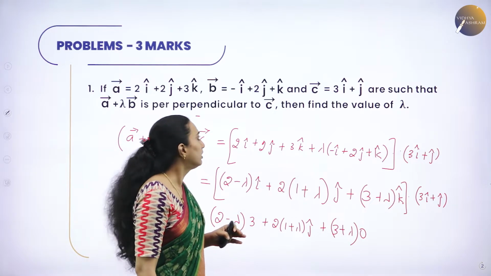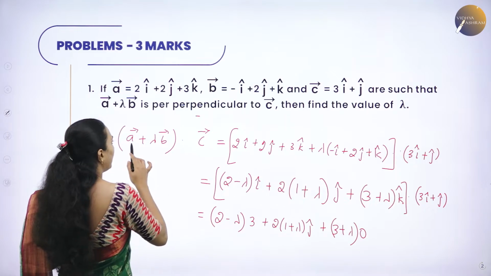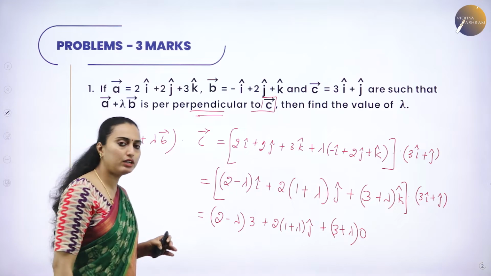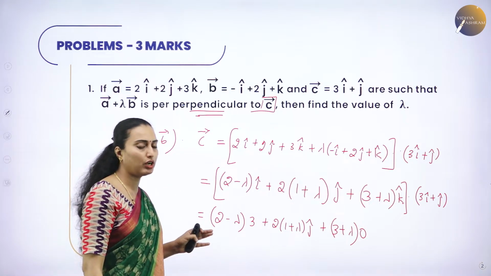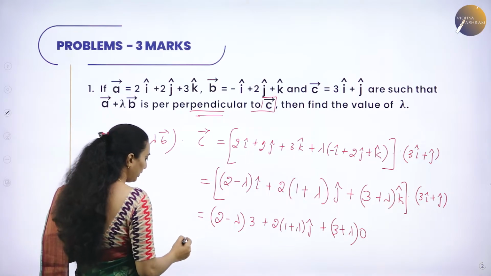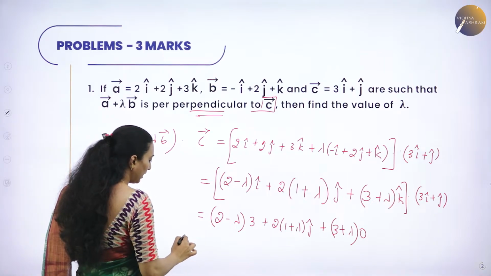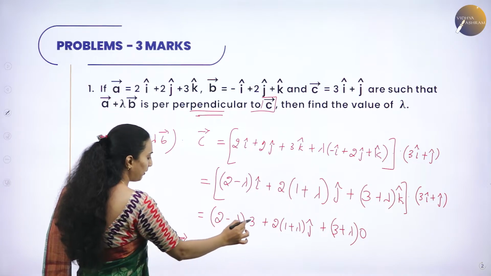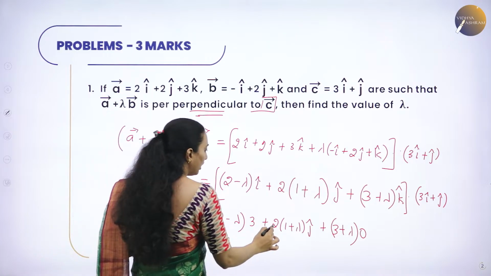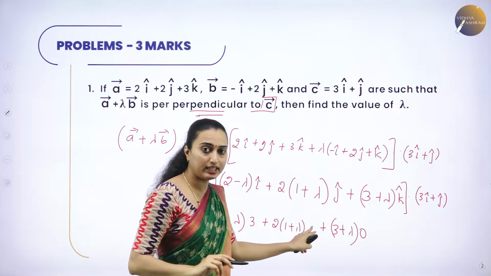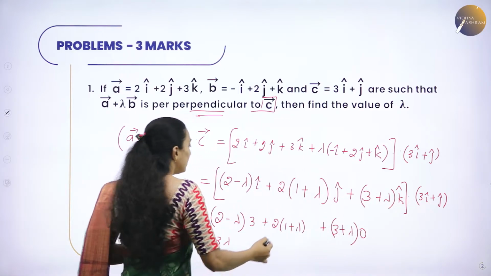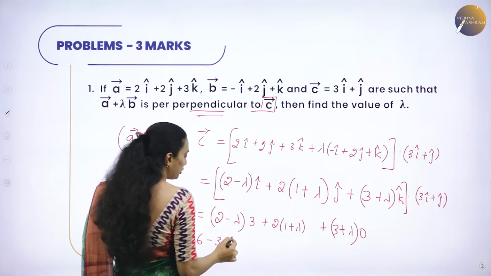Why? Because they have given a plus lambda into b vector is perpendicular to the c vector. Perpendicular to c vector means that dot product you are making it as 0. So therefore by equating this to 0, which implies that 2 minus lambda, you can multiply, 3 twos are 6 minus 3 lambda. Again here you can multiply. I am not taking j, because j dot j gives you 1. That's it. Now 1 plus lambda, let us multiply 2 inside.